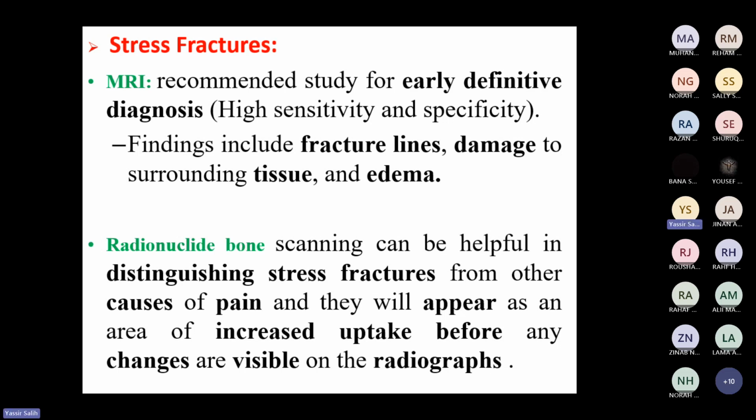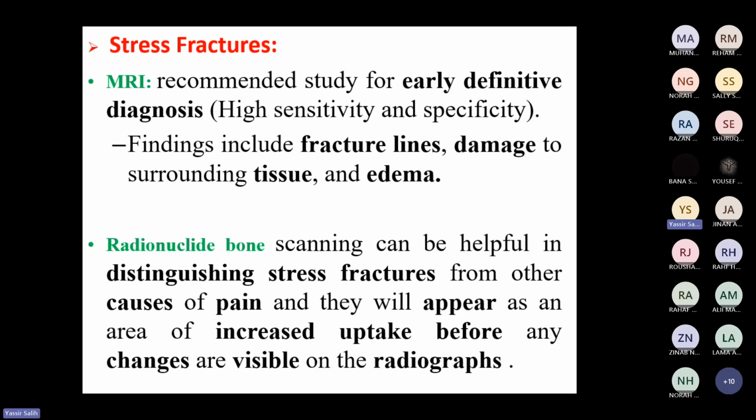Now let's see, with the MRI you can see the fracture line and you can see any damage to surrounding tissue and edema. You will find the fracture line hypointense. We will illustrate it, God willing. As we said, bone scan, radionuclide scintigraphy, can also diagnose this stress fracture and differentiate this fracture from other causes of pain. And the patient had pain, so of course we will see what is the cause of this pain.